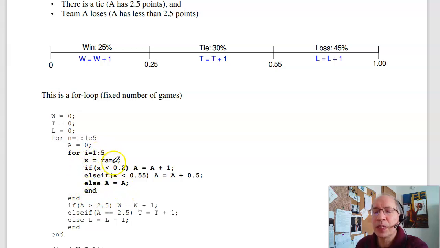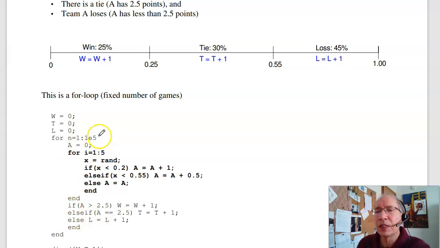When I do that, A is going to be a number between 0 and 5. How many wins they had? If I wind up at 2.5, or bigger than 2.5, that was a win. At 2.5, that was a tie. Otherwise, it was a loss. That's an if-then-else statement. So that'd be for a single match.